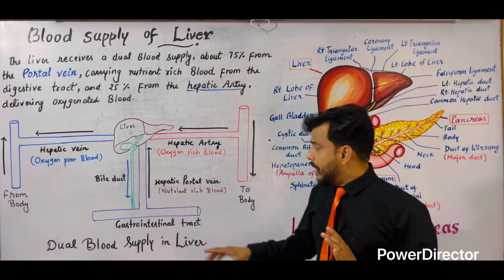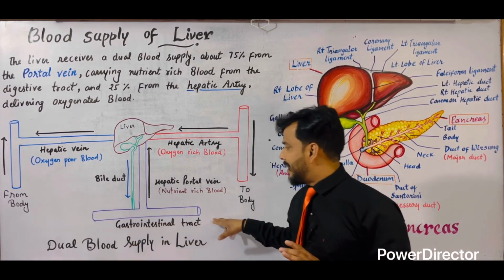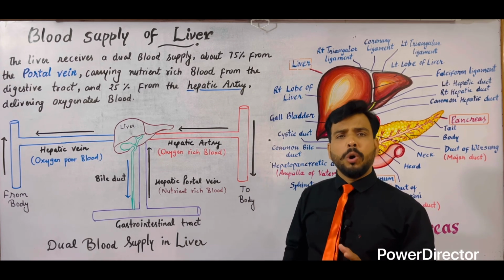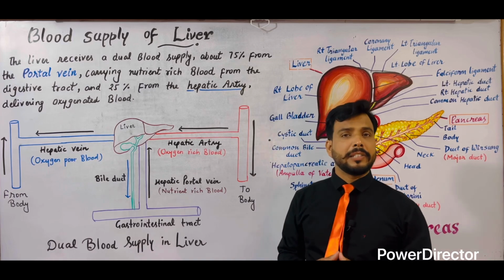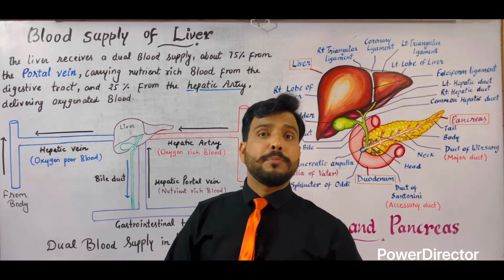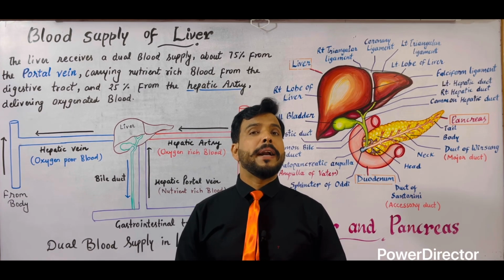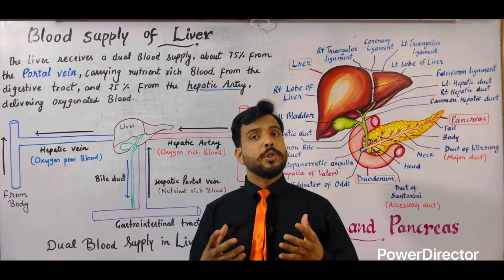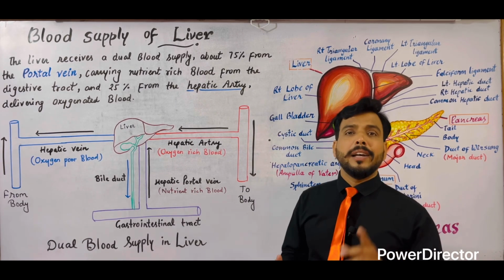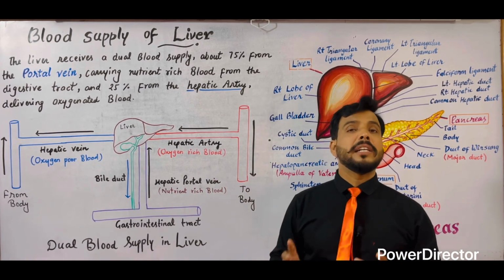Another blood supply, this is the gastrointestinal tract, or you can say the digestive tract. Our digestive system is also referred to as the gastrointestinal tract. So as we eat food, the nutrients of the food are absorbed by the intestine and different parts of the digestive system. This absorbed food is mixed with blood and moves towards the liver with the help of the hepatic portal vein.